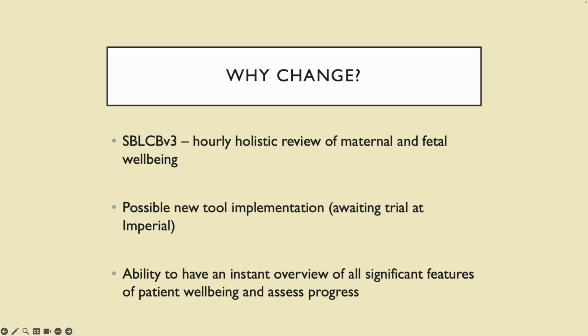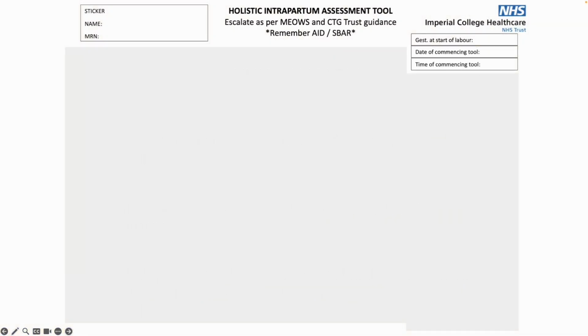And finally, the purpose of this tool is to provide an instant overview of all significant features and help with an assessment or even the escalation of any concerns intrapartumly. So the tool is named Holistic Intrapartum Assessment Tool. As you can see, it has some basic identifiers as the patient sticker on the top left, as well as a timeline of gestation, of labour and date time of using the tool.